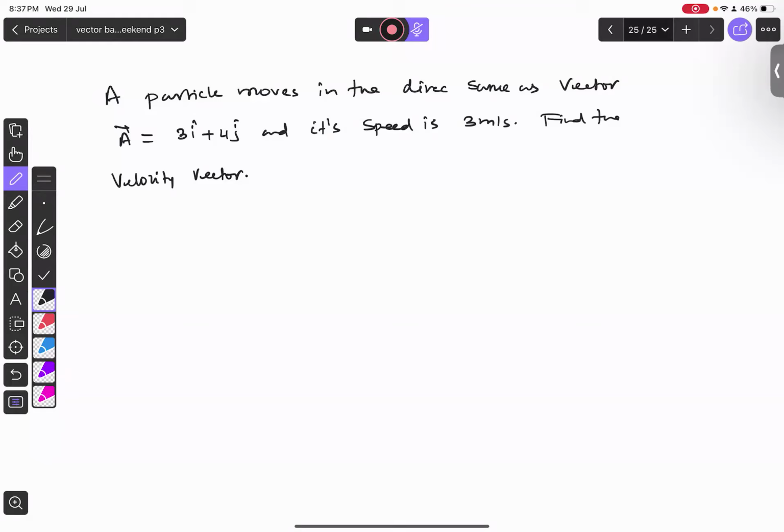Sir, what is velocity vector, sir? Suppose I have a particle moving with speed 3 meters per second towards east, then the velocity vector will be a vector of magnitude 3.